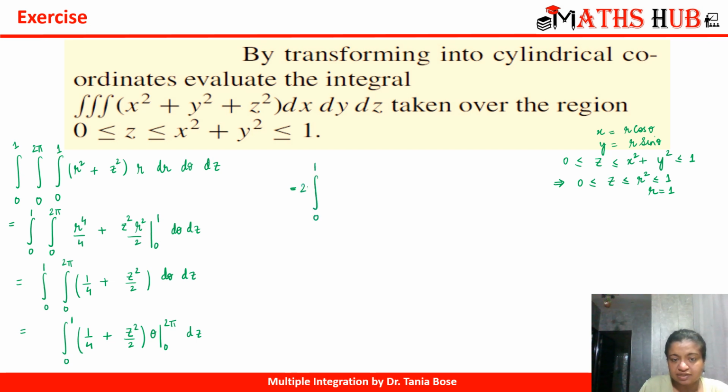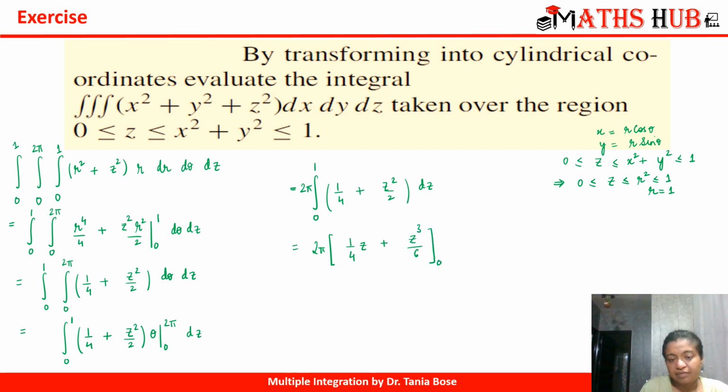So 2 pi is constant. I can take it out. And then I am left with 1 by 4 plus z square by 2 integrated with respect to dz. So that is finally 2 pi times, and then we have the integration of 1 by 4, which is 1 by 4 z, and the integration of z square by 2 will become z cube by 6.